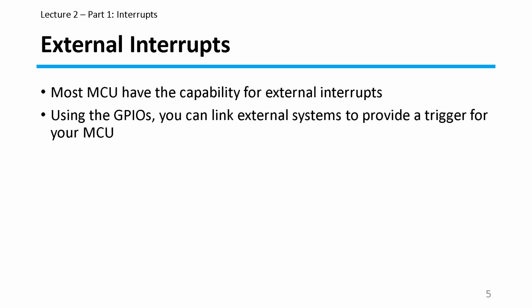External interrupts are the last type of interrupts available in microcontrollers. Most, if not all, microcontrollers will have the capability for external interrupts to change their program flow. Using your GPIOs, which are your simplest peripheral interfaces, you can link up external systems to provide a trigger for your microcontroller unit. Now there are other ways to communicate information as well, such as serial communication, which can also trigger external interrupts from other systems.